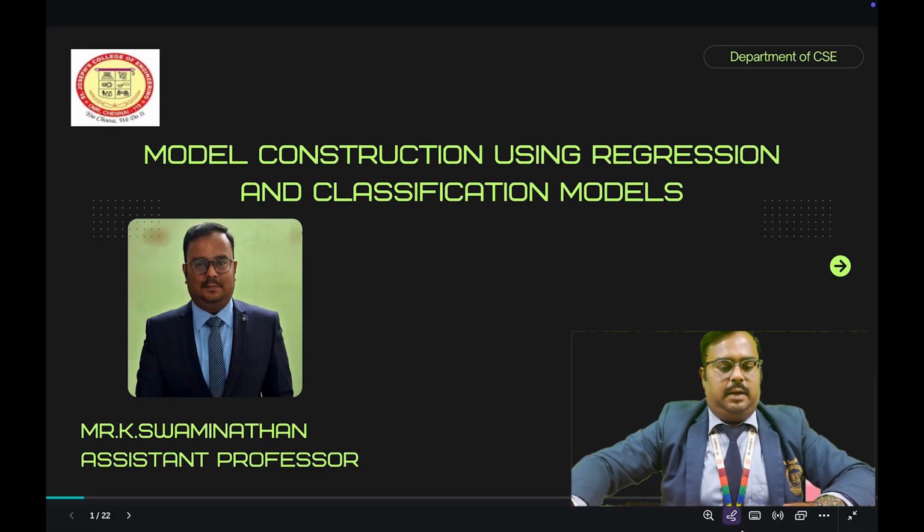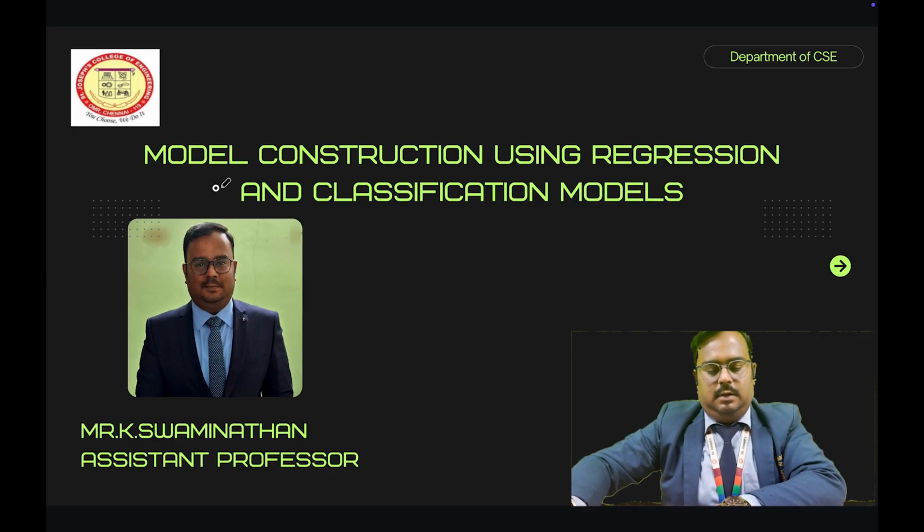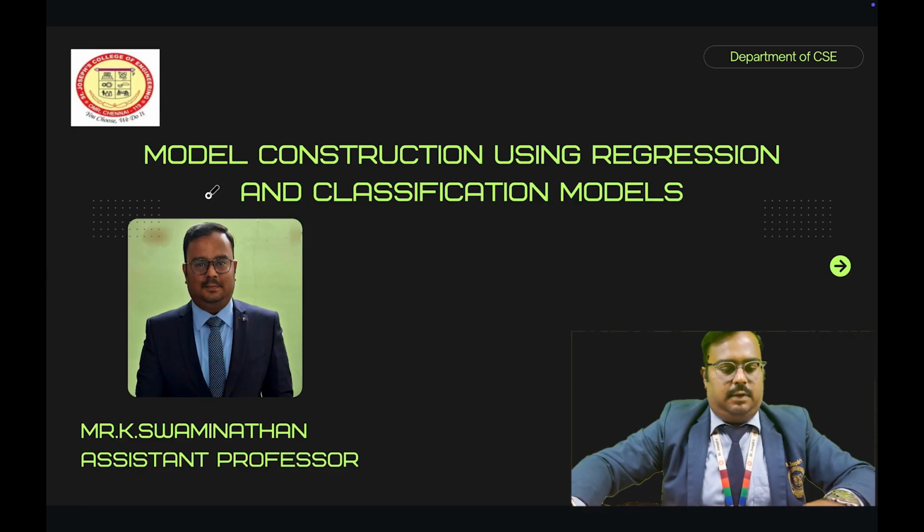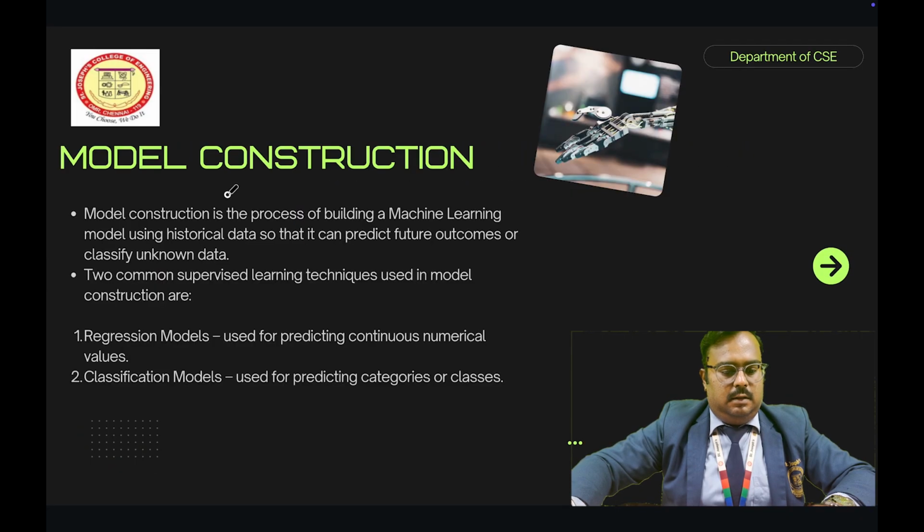So next topic is model construction using regression and classification models. First of all, what is meant by model construction? It is the process of building a machine learning model using historical data so that it can predict future outcomes or classify unknown data.